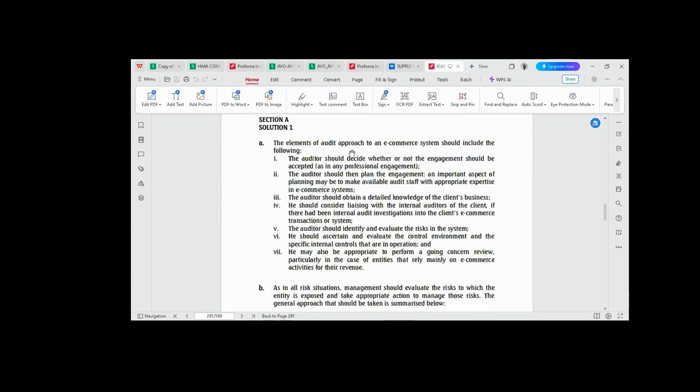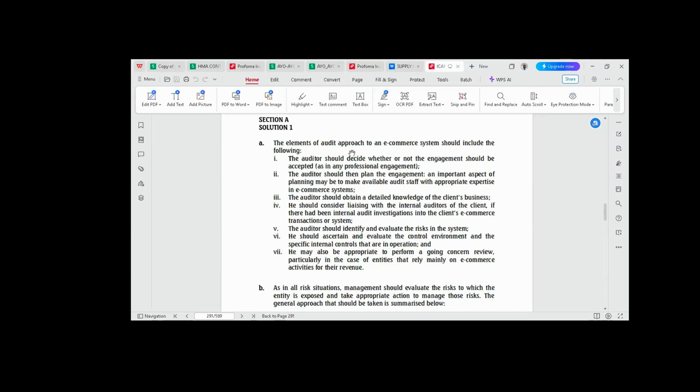Okay. This is it. So the elements of audit approach to an e-commerce system should include the following. Number one, the auditor should decide whether or not the engagement should be accepted. That's the first thing. It depends on whether he has an understanding of the business. That would be the first thing. Okay.